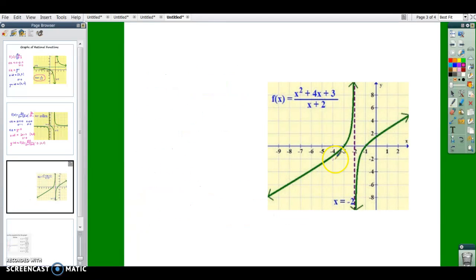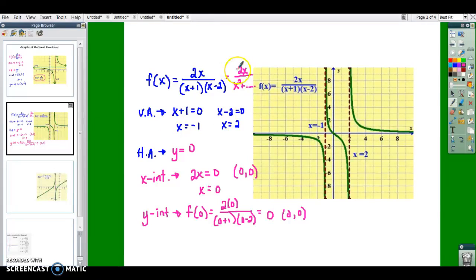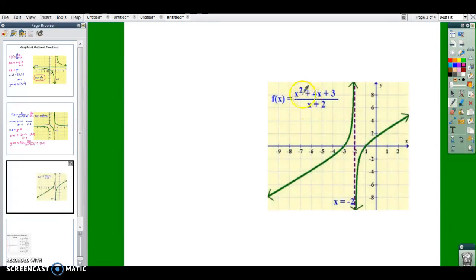Okay, one more quick example here. If you notice, the degree of the numerator is the reverse of what we had before. Here we had the degree of the top was smaller than the bottom. Here we have the degree of the top is larger than the bottom. So let's first deal with our vertical asymptote. Remember, we just take that denominator and set it equal to 0. And we get x is negative 2. Our horizontal asymptote, because the degree of the top is bigger than the bottom, there is no horizontal asymptote.